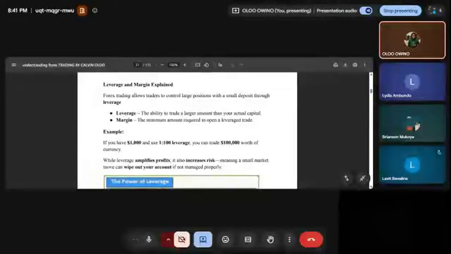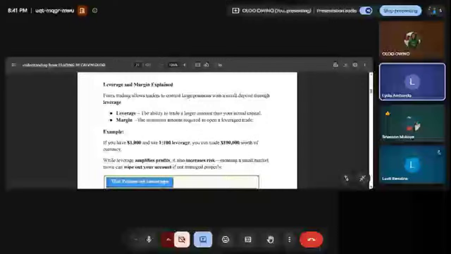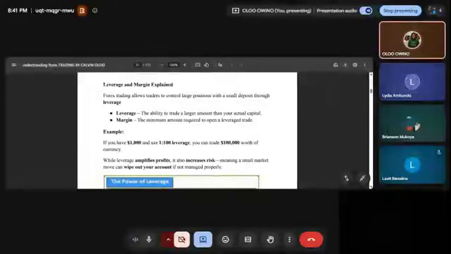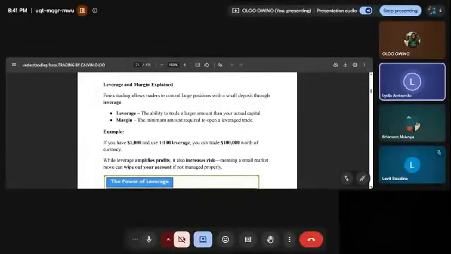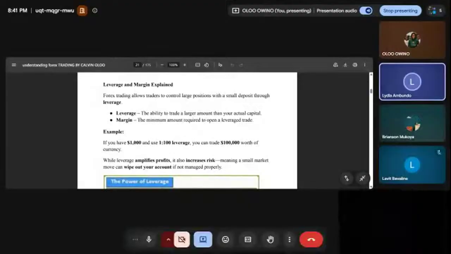Did you get it? Let me make it clearer. If it is a leverage of 1 to 500, and your account balance is, let's say, $10, then you'll be able to open a position worth $5,000.